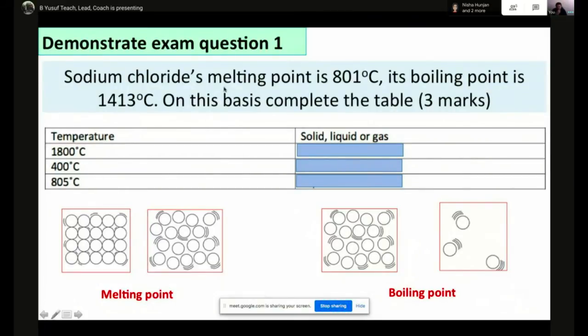And you've got a boiling point. So when it goes from a liquid to a gas, is the boiling point. In this case, it's 1,413. So anything above that, what would it be? So liquid or gas. And hopefully you've worked out that above 1,800 degrees C is a gas. At 400, it will still be a solid. And at 805 degrees C, the sodium chloride will be a liquid.